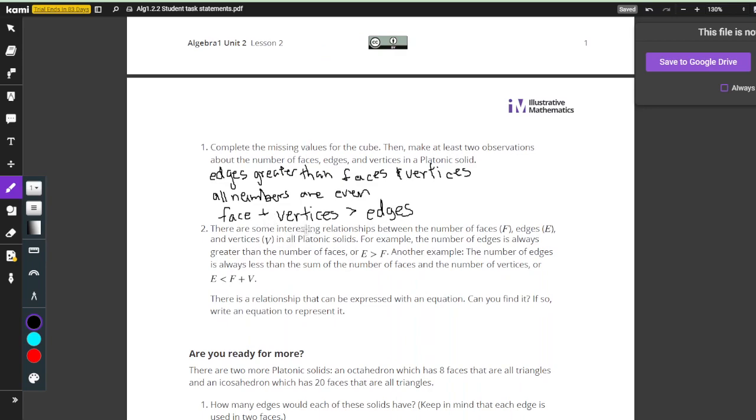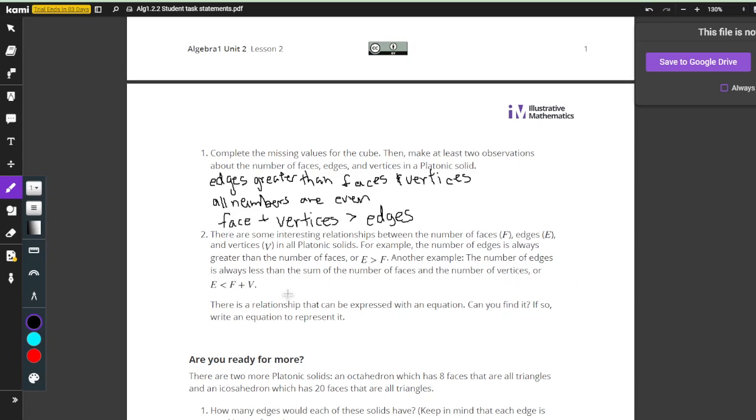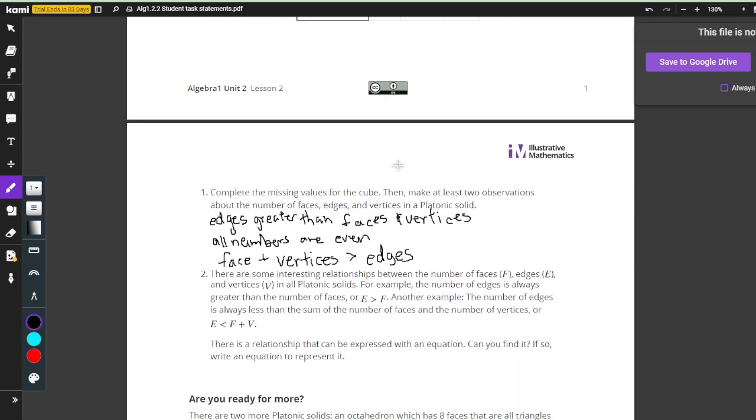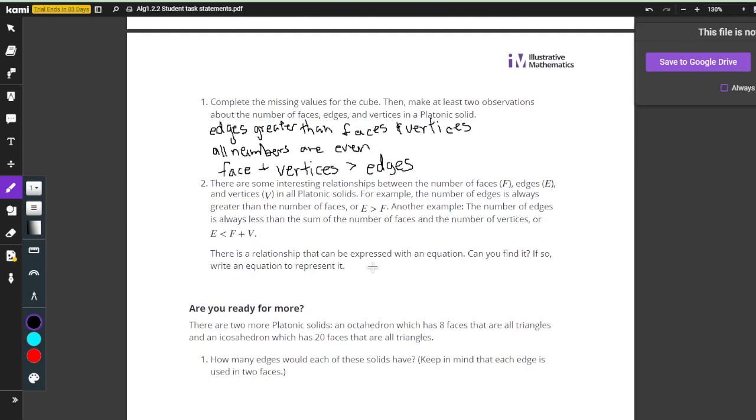There are some investigation relations between the number of faces, edges, and vertices in all Platonic solids. For example, the number of edges is always greater than the number of faces. Another example is the number of edges is always less than the sum of the number of faces and vertices added together. But let's take a look. What can we do? It says find another relationship with an equation. We can express this with an equation. Can we find that out?